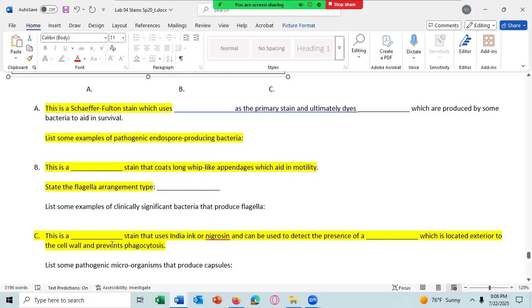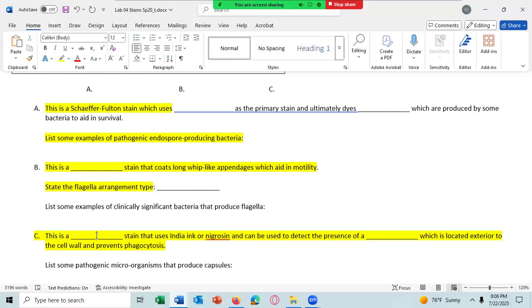And then for 2C, this is what type of stain that uses India ink or nigrosin and can be used to detect the presence of what cell structure, which is located exterior to the cell wall and can prevent phagocytosis. So that would be 2C1, 2C2. Remember when you're doing either C1 or B1 or A1, that you don't say it's a special stain, because all of them are special stains. I want to know what type of a special stain. Okay?